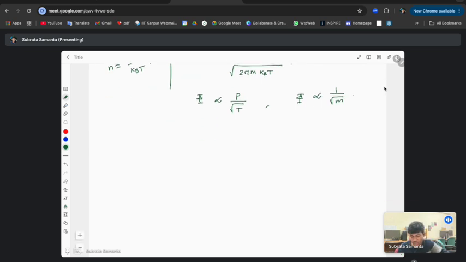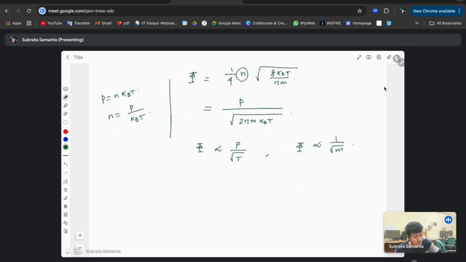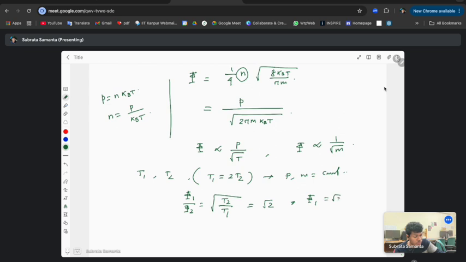So now I will discuss the concept of mean free path. But first, let's make a problem. Let's say we have temperatures T1 and T2, where T1 is greater than T2, let's say T1 is 2 T2. How does the flux change, where P and m are constant? Then the flux ratio phi 1 over phi 2 is basically the square root of T2 over T1.